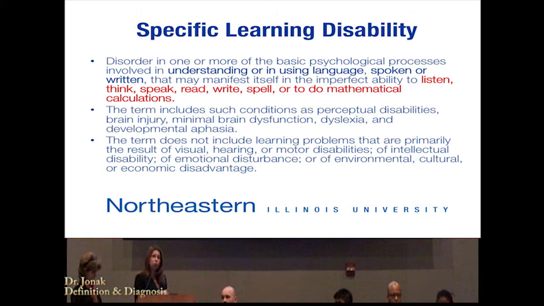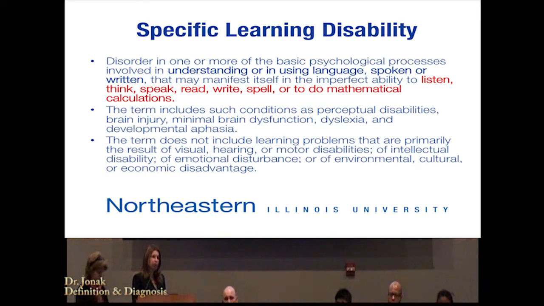What could be included in this specific learning disability condition: perceptual disabilities, brain injury, minimal brain dysfunction, dyslexia, developmental aphasia. They all could go under the category of specific learning disability. This category also has its exclusionary criteria, somewhat similar to the previous definition, but more expanded.